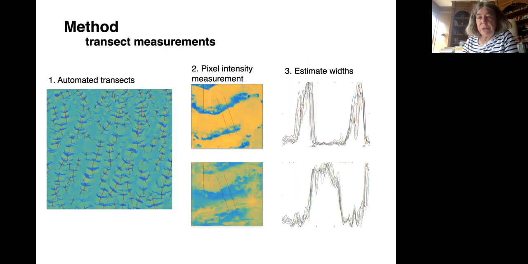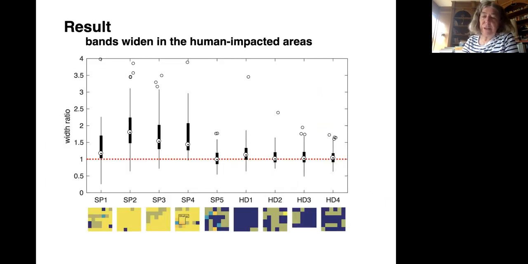So he could measure individual bands. There were other interesting things within this study. But let me.